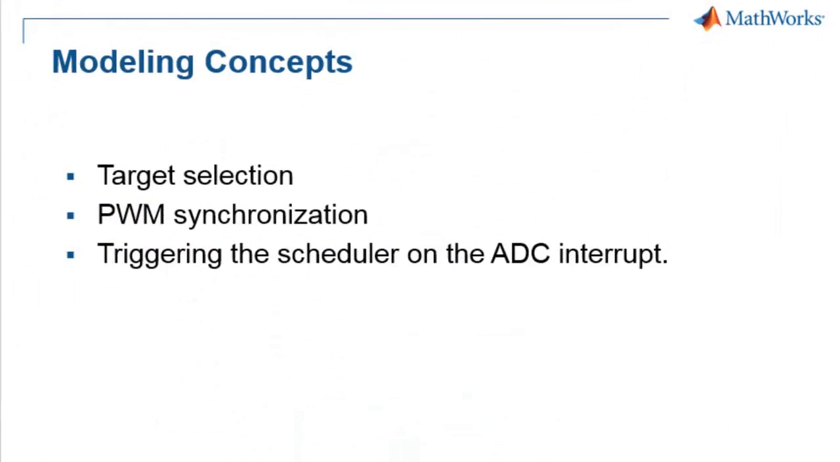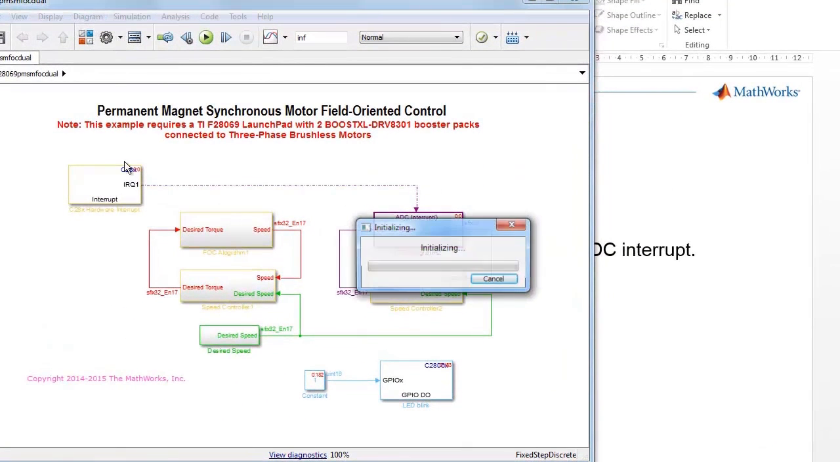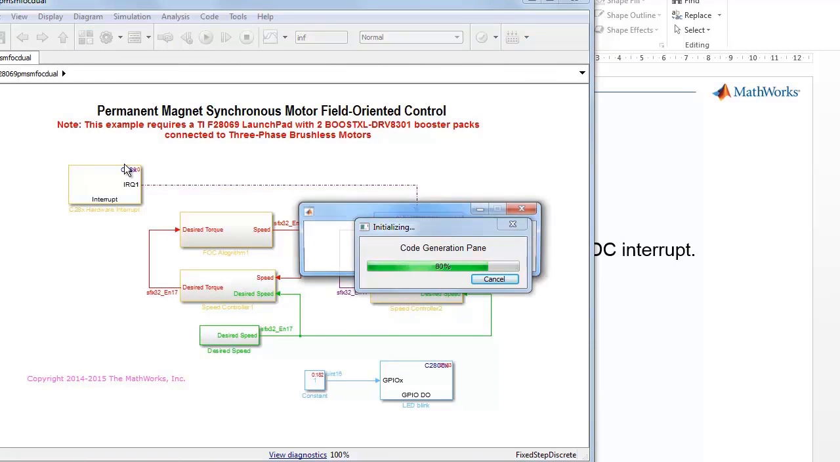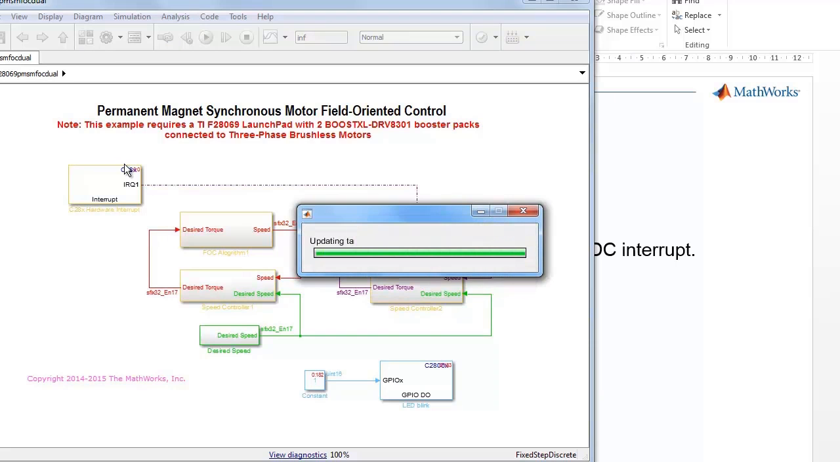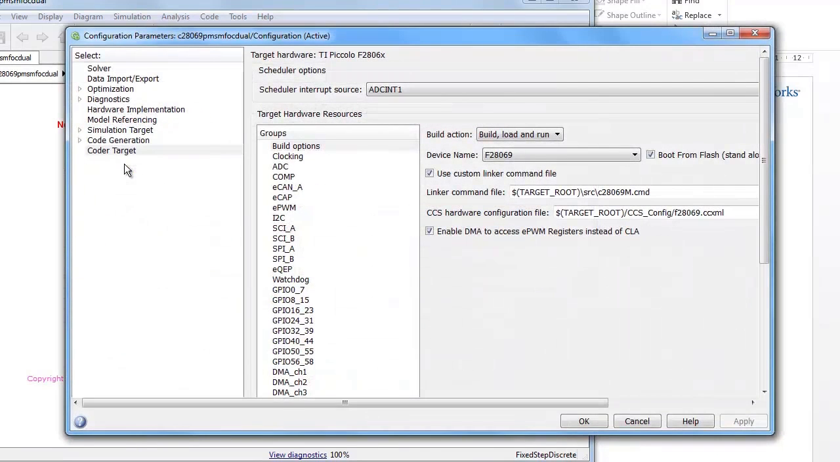So the first one is the target selection. Make sure you've selected the right target. The F28069 LaunchPad comes with an F28069M, and the M is very important in that case. It doesn't have the same memory map as the other F28069.